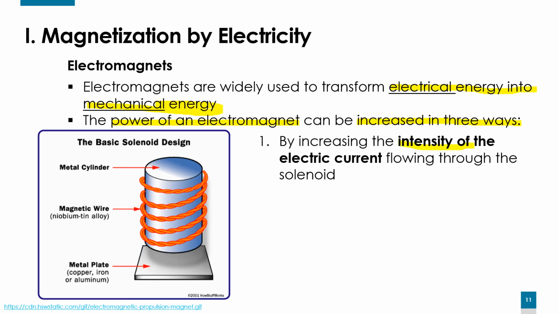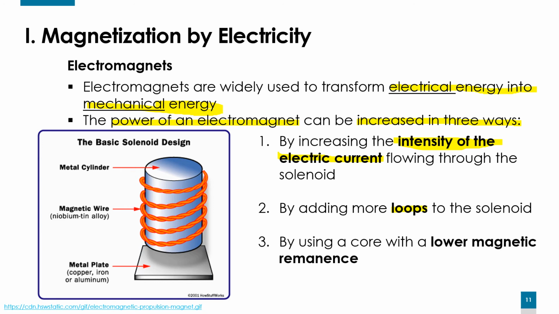First, I can increase the intensity of the electric current that I have flowing there. I can add more loops, and I can use a core with a lower magnetic remanence. Why lower? Because remember, lower magnetic remanence materials are more flexible. They lose or gain magnetic field more easily. If I use a higher magnetic remanence, it means it will be a permanent magnet, and that's not what I want because I want to have more control.